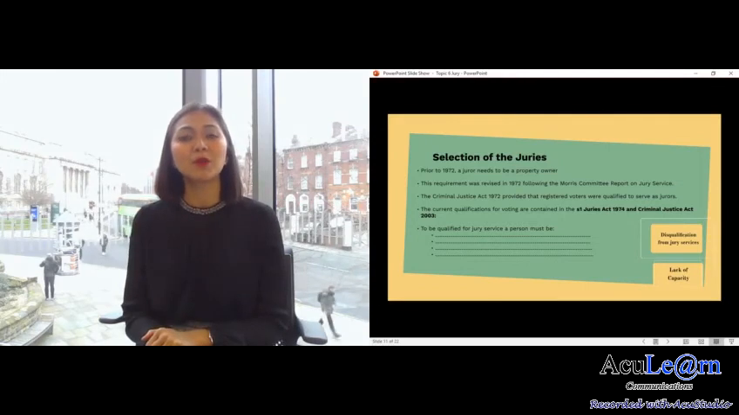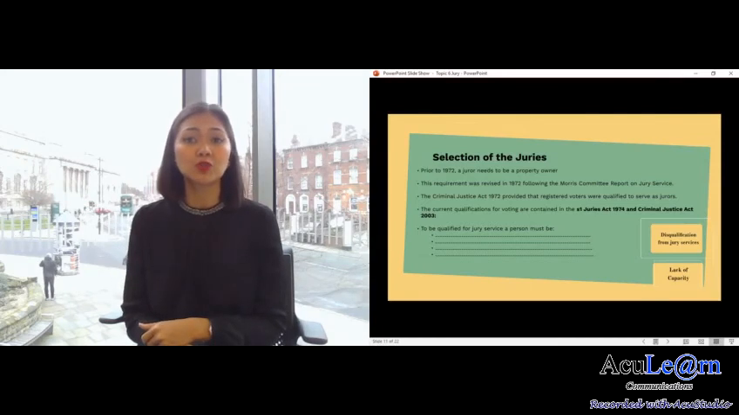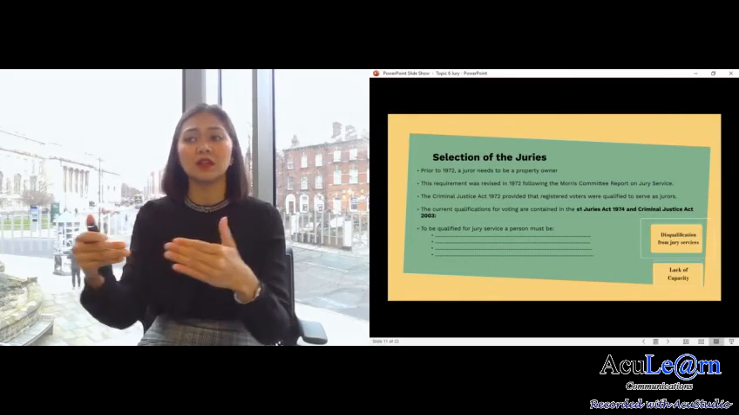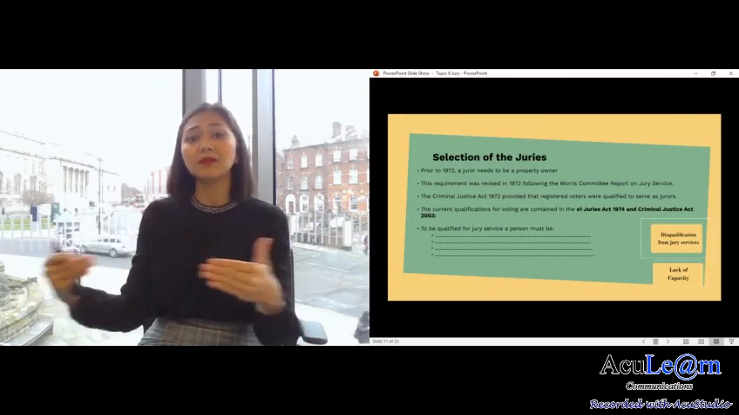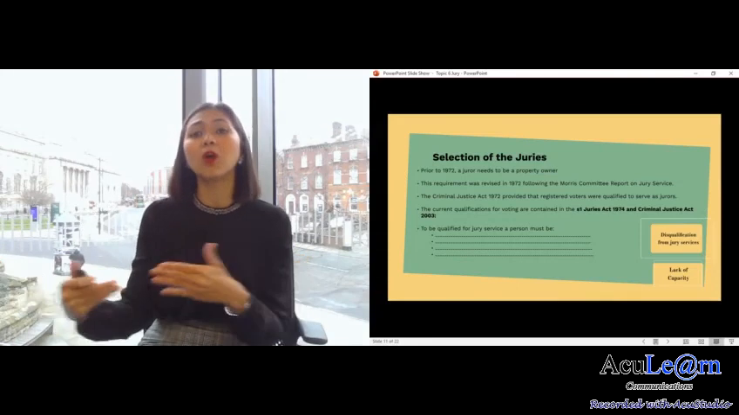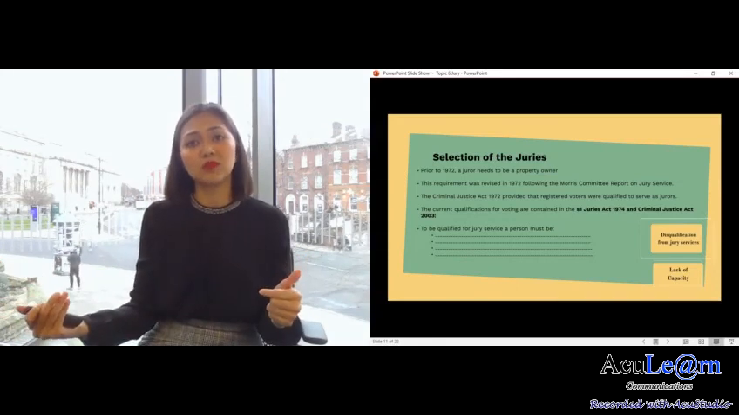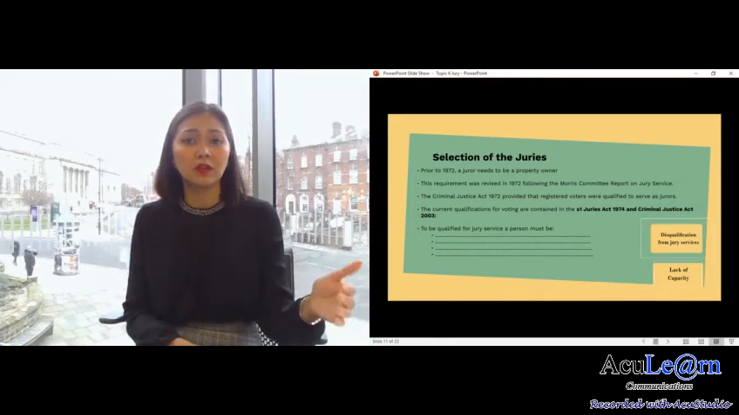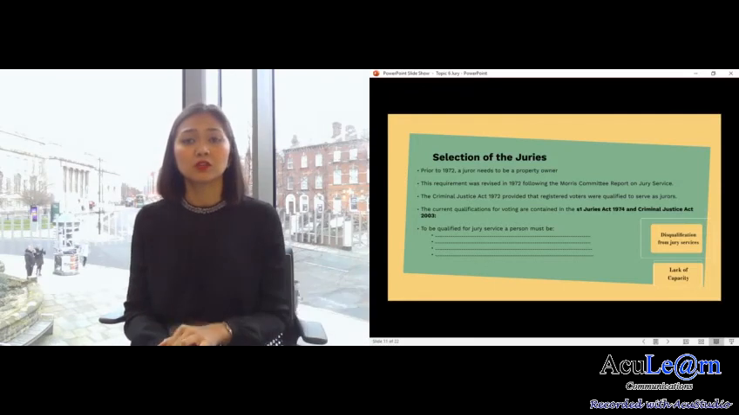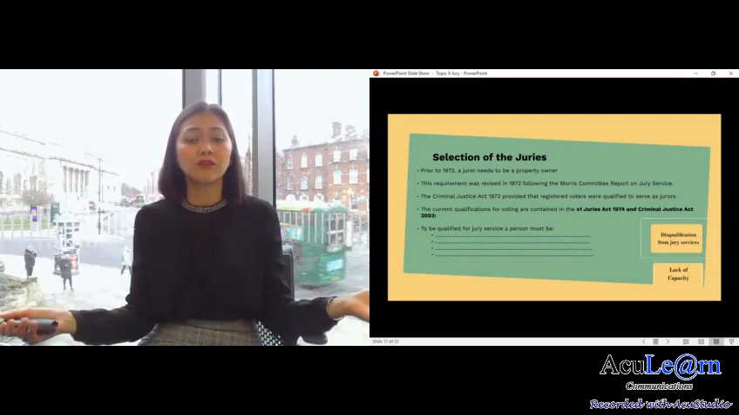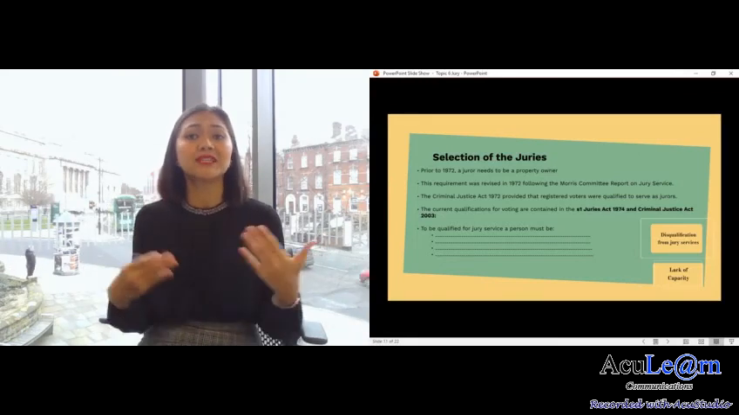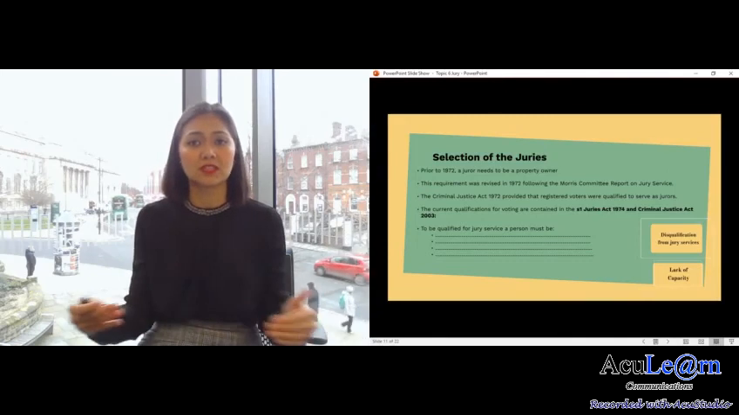So this requirement was revised in 1972 following the Morris Committee report on jury service, because in order to promote fairness, you can't have juries with all males sitting on the panel, or all middle class, or all wealthy people. So it wouldn't be fair if the accused person is a woman or, let's say for example, Asian. So in order to promote more fairness, balance and just outcome, you need to have a variety of people sitting in the jury stand itself.